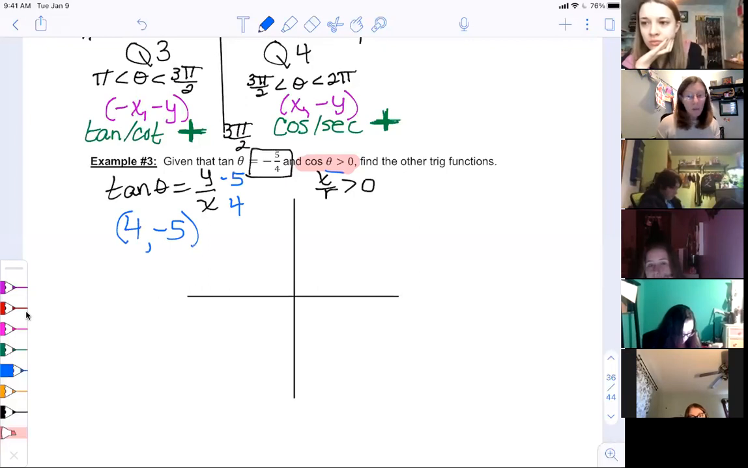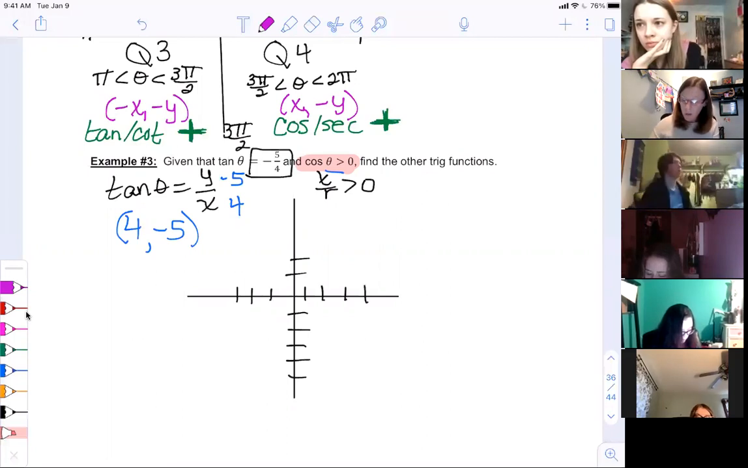So now we're going to plot that point just like we did with the first question. 1, 2, 3, 4. So you have to kind of use a little bit of reasoning skills here. What are they giving you? How can I use that information to help make a sketch, make a diagram? So we have over 4, down to -5. That's where my point would be. And then I can make a triangle.